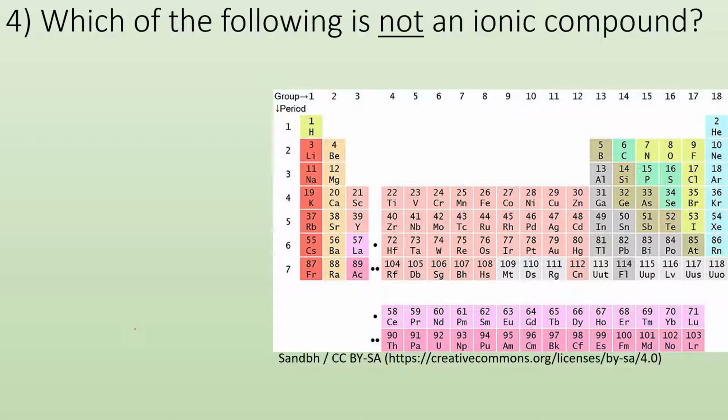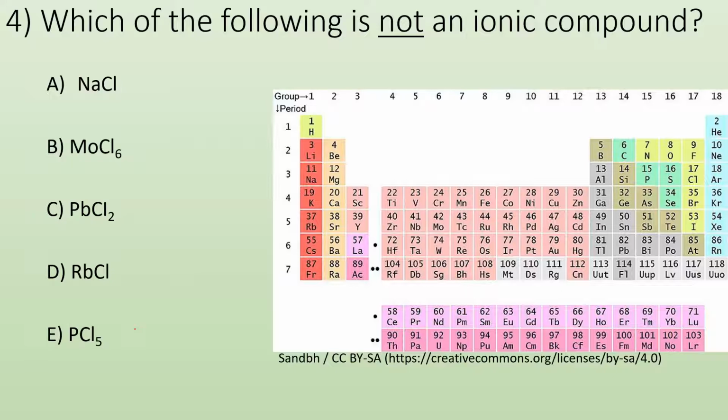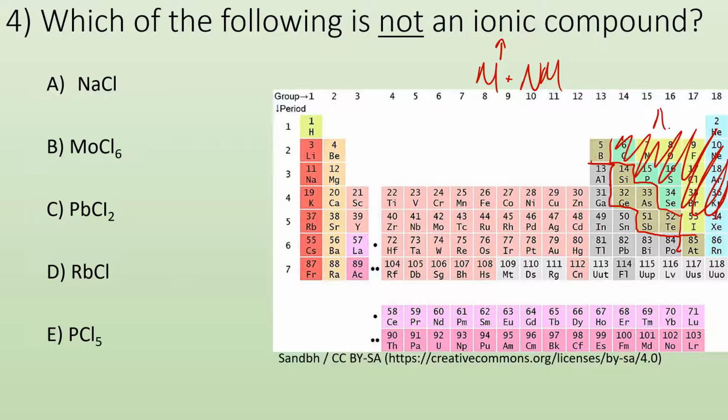Which of the following is not an ionic compound? So here are our options. Now remember, ionic compounds form when a metal and a nonmetal bond together. So if we take a look, here are our stairs. All the ones in brown are those metalloids. They're kind of in between the metals and the nonmetals, but everything on this side of it is nonmetal, and everything on this side of it will be the metals.